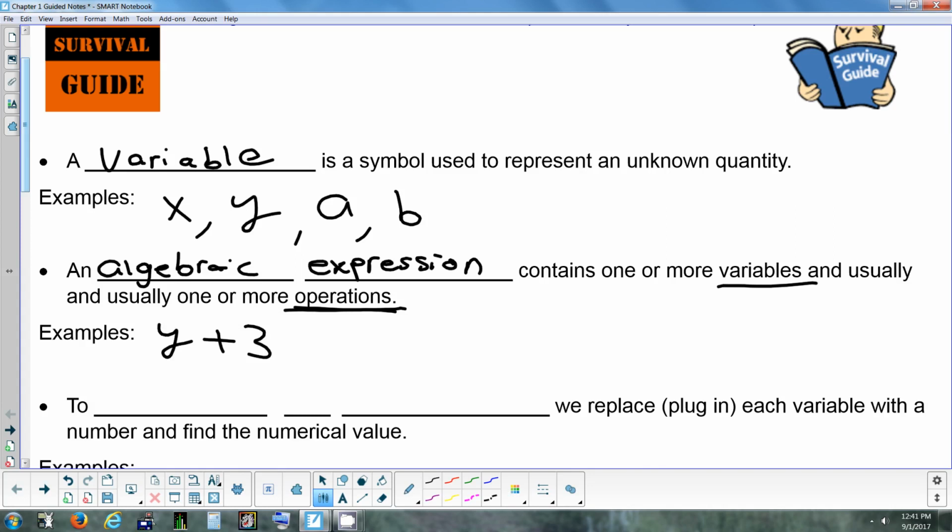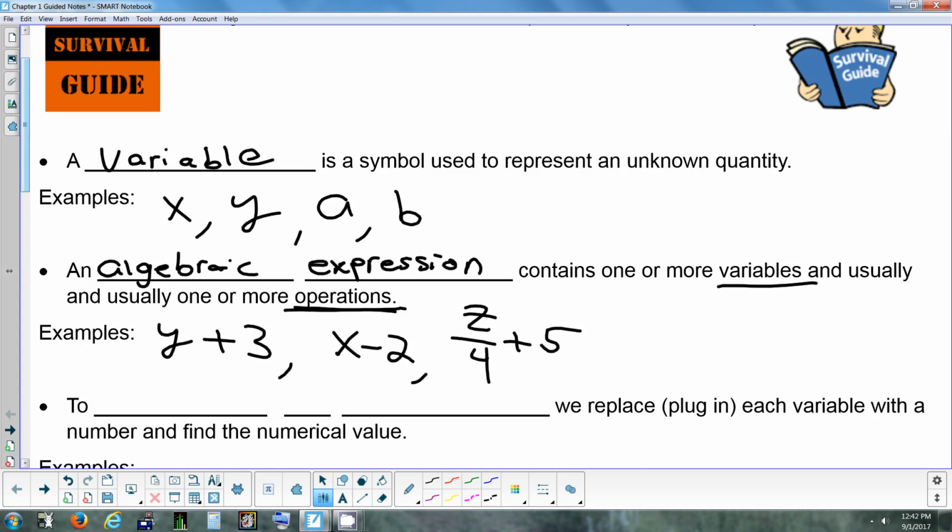It contains a variable, there's an operation, and it's got a number. Okay, y plus 3. Can somebody else give me another operation besides addition? Subtraction, sure. So you could do something like x minus 2. What's another operation besides addition and subtraction? Division. So we could do z divided by 4. You could even make it a little more complicated: z divided by 4 plus 5. Now it's got 2 operations in it, division and addition.